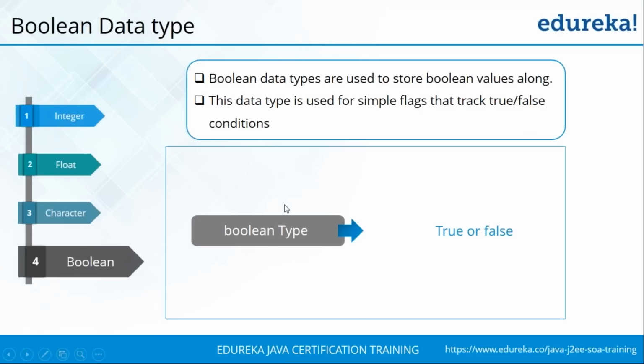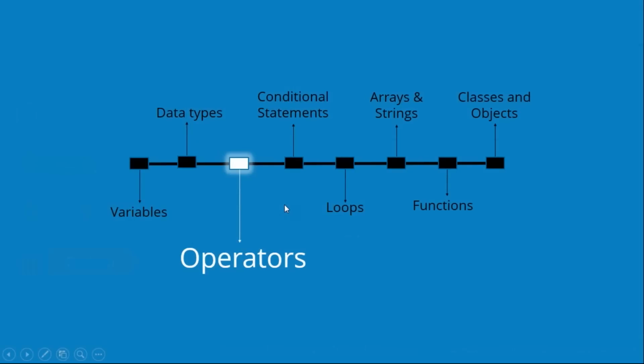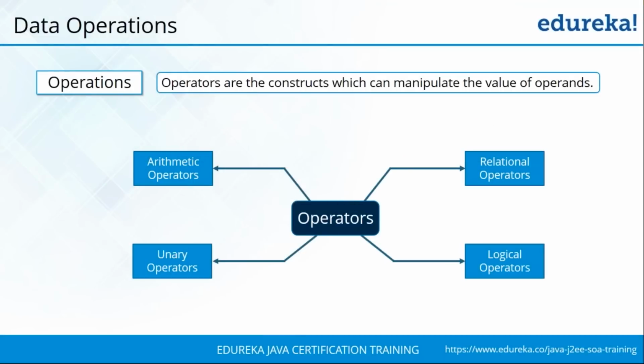Okay, now keeping that in mind, let's go to the next topic, that is the operators. Basically, an operator is a construct through which you manipulate the values of an operand. Your operands are your variables here. There are 4 types of operators present in Java: arithmetic, relational, unary, and logical operators. We'll talk about each of them one by one.